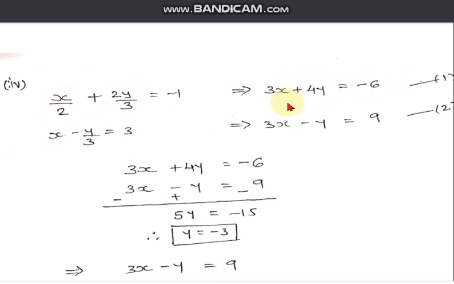And then taking that 6 to the opposite side, that will be minus 1 into 6, which is minus 6. Similarly, we have the other equation, (x minus y) upon 3 equals 3. After taking the LCM, the equation simplifies to 3x minus y equals 9, say equation number 2. Here we can see that the coefficients of x are equal.